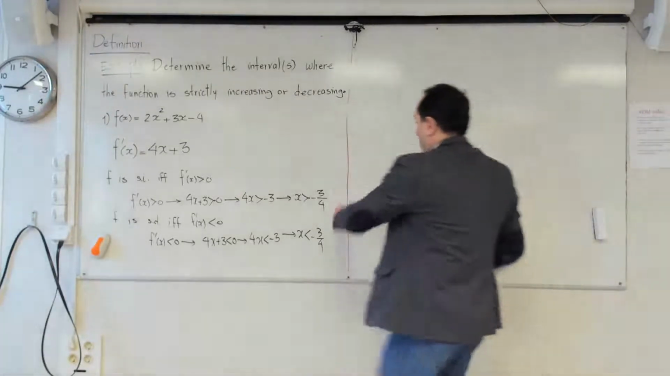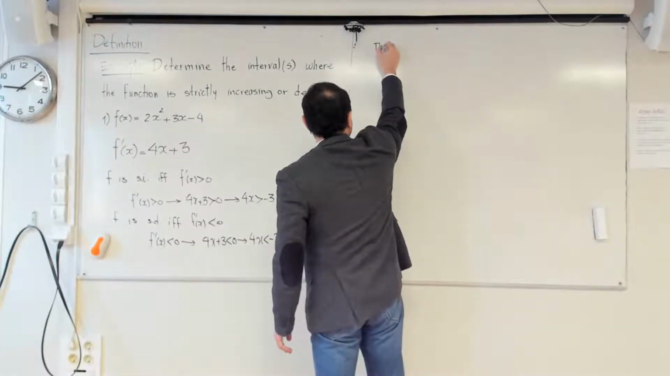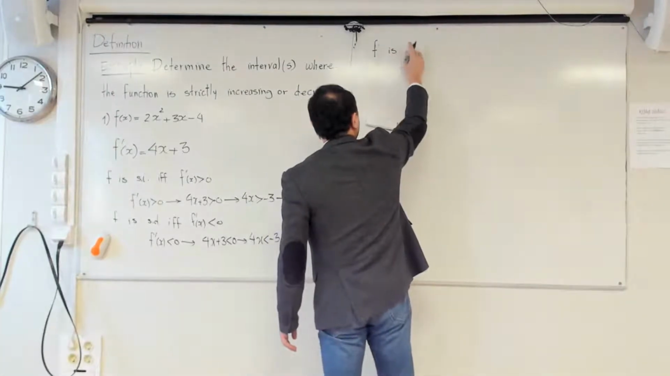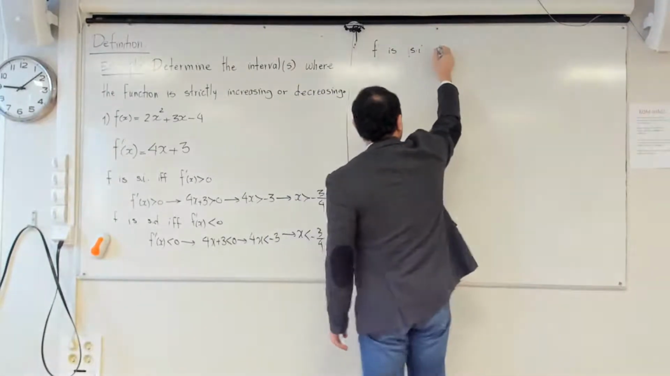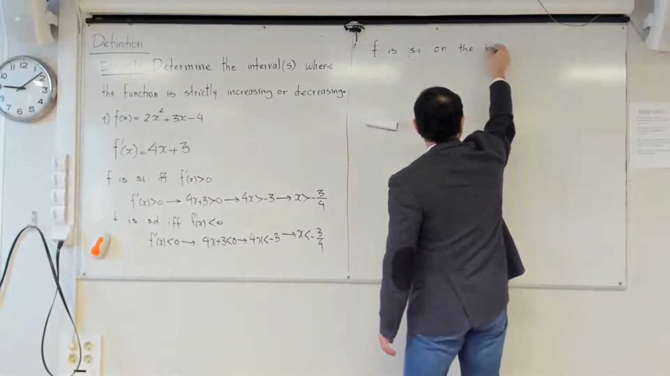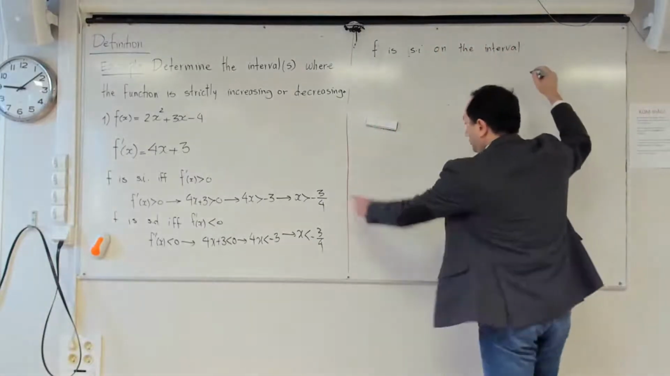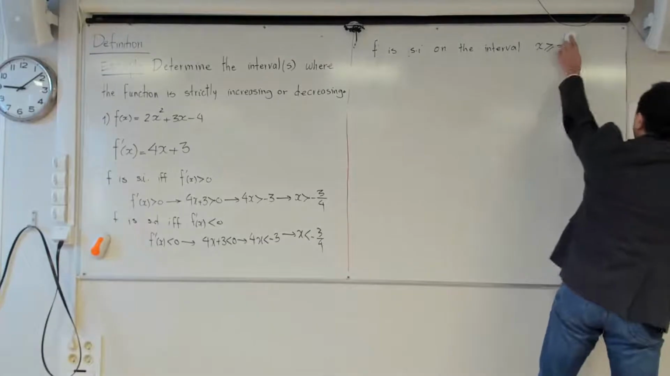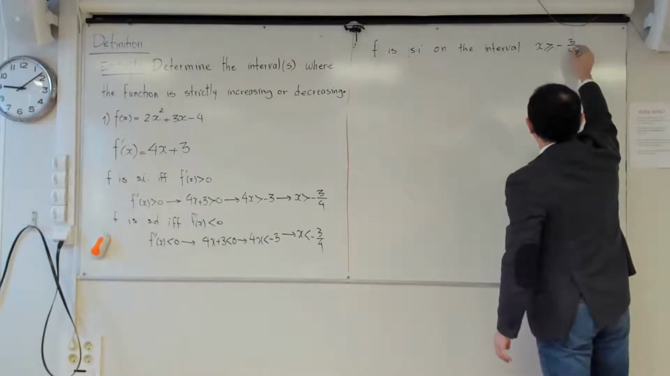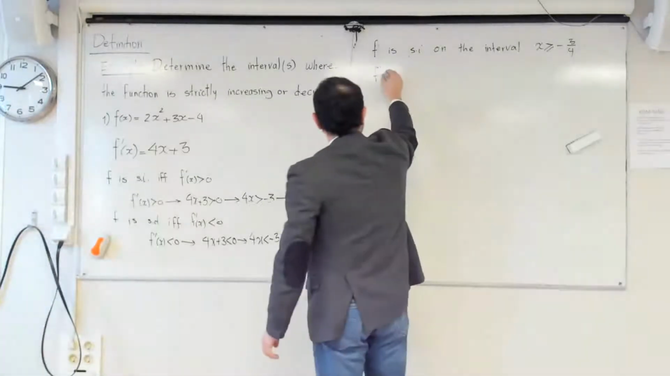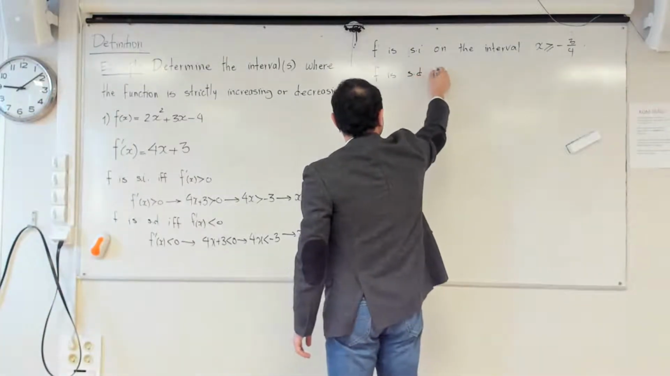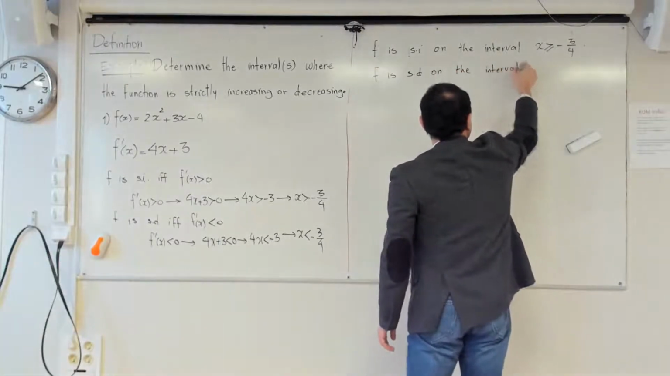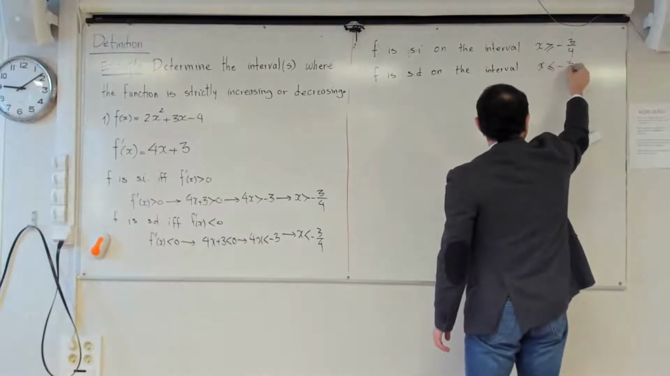So you see, I would write that the function f is strictly increasing on the interval x greater than or equal to minus 3 over 4. And then f is strictly decreasing on the interval x less than or equal to minus 3 over 4.